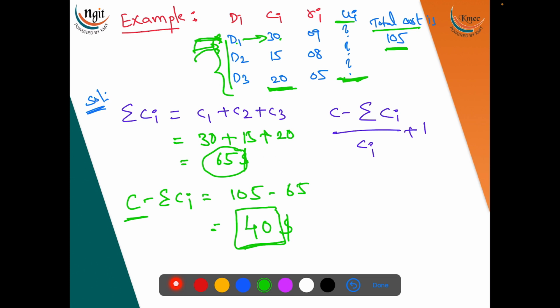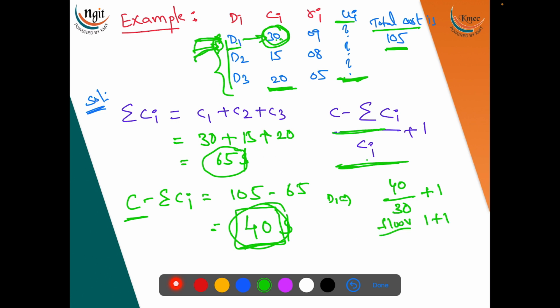Now let's see for which devices we are going to have multiple copies. To know that, I am taking the formula floor of (C minus sum of Ci) by Ci, plus 1. That means 40, which is 105 minus 65, divided by Ci. Ci is 30 because I am calculating for D1. How many copies are required for D1? So 40 by 30, I am taking the floor value, that is 1, plus 1 is equal to 2. So D1 requires 2 copies.